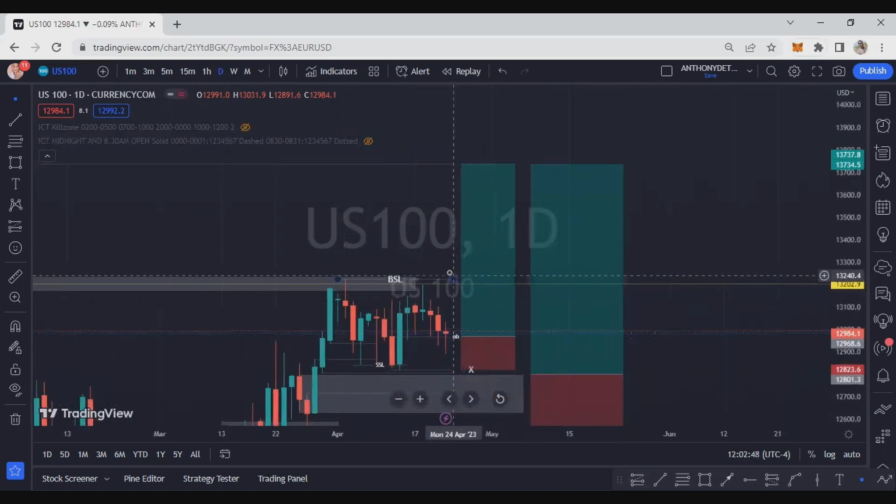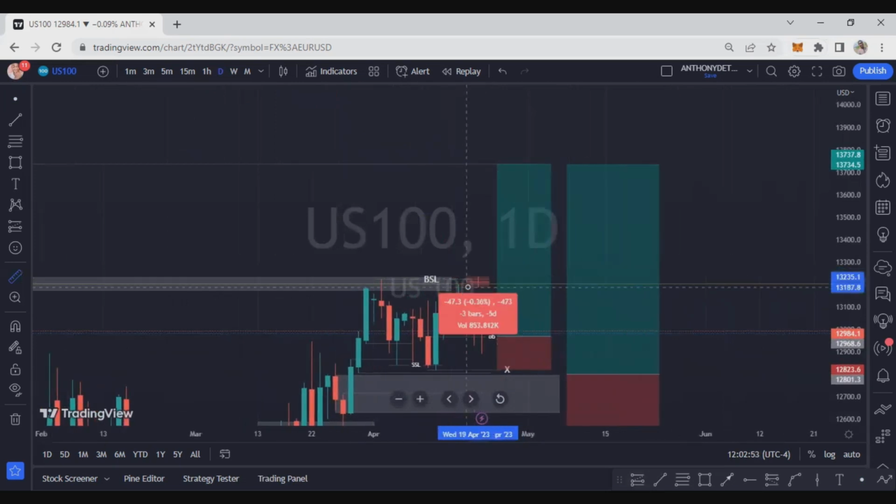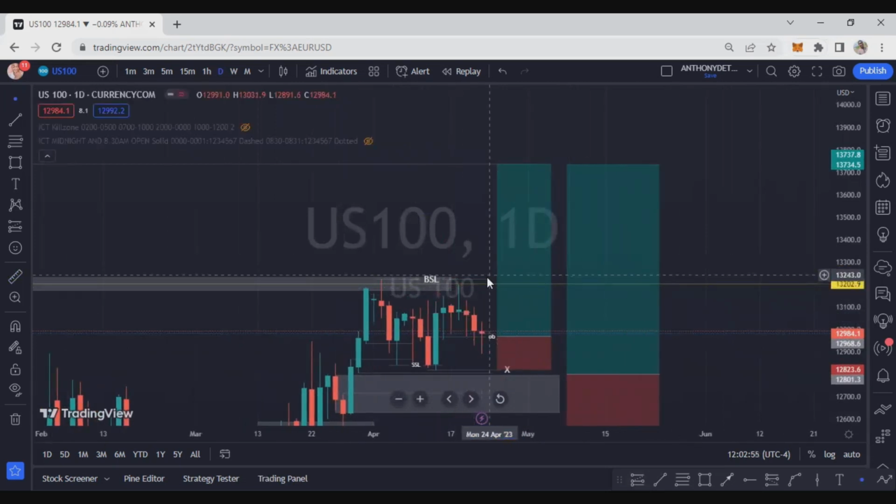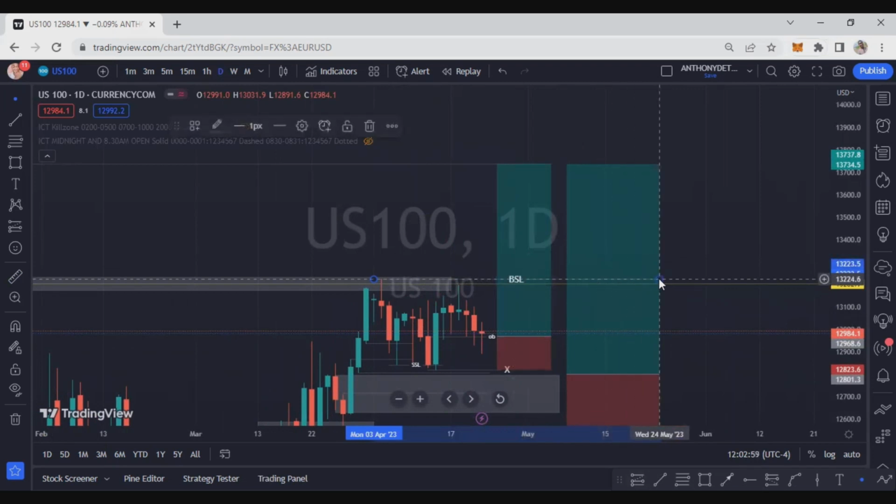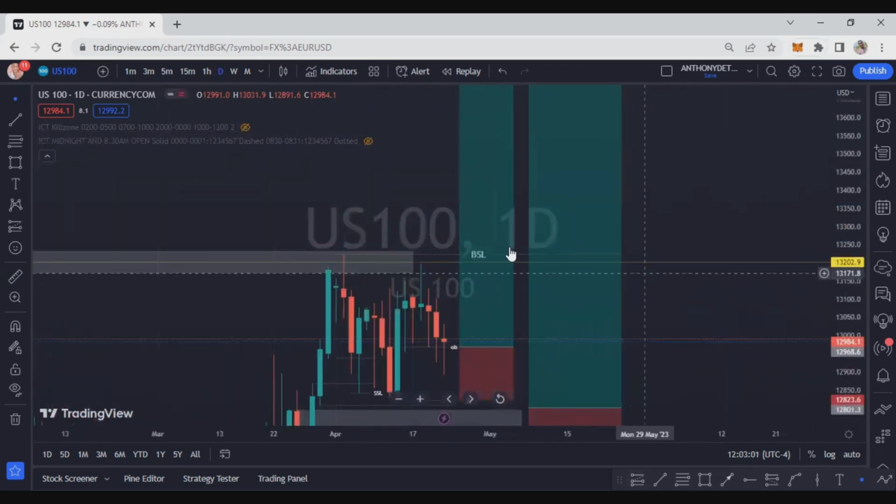But majorly, as a day trader, this is my drawn liquidity here. This high here. This is my drawn liquidity on the daily time frame. Why? Because price created an equal high. Price created an equal high here. From here to here, price created an equal high. So this high couldn't take out this high. So this means an equal high.